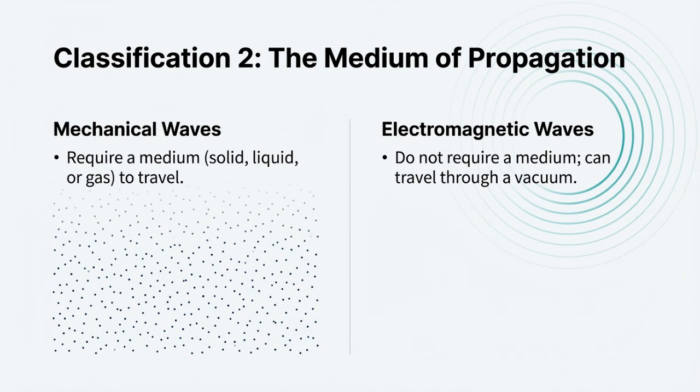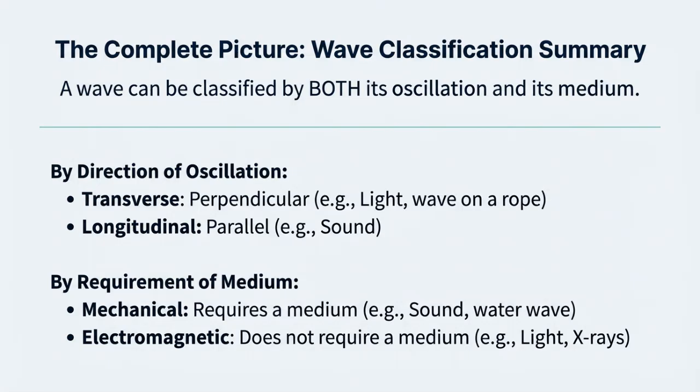On the other hand, electromagnetic waves do not require any medium at all. They can travel through a vacuum, like the space between the Earth and the Sun, without needing air or any other material. This difference is important because it determines where and how each type of wave can propagate.